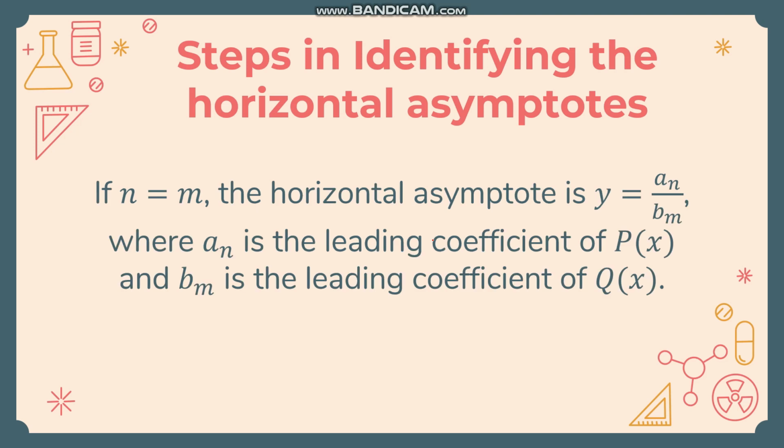Now, if n is equal to m, or the degree of the numerator is equal to the degree of the denominator, the horizontal asymptote is y equals a sub n over b sub m, where a sub n is the leading coefficient of p of x and b sub m is the leading coefficient of q of x. So in short, all you have to do is get the leading coefficient of the numerator and the denominator. What is the leading coefficient? This is the coefficient of the variable with the highest exponent.